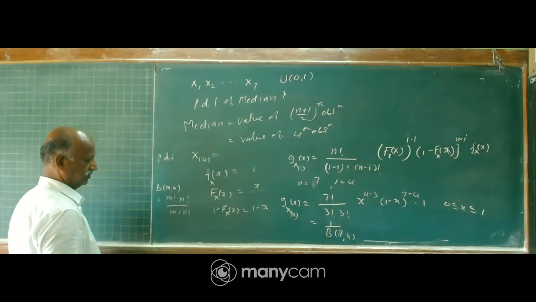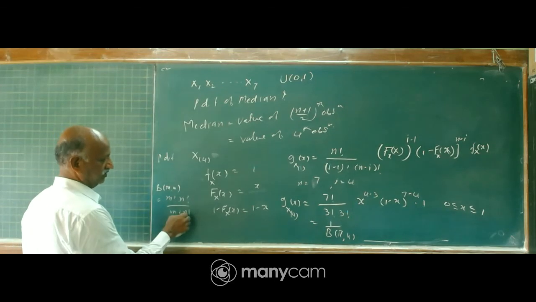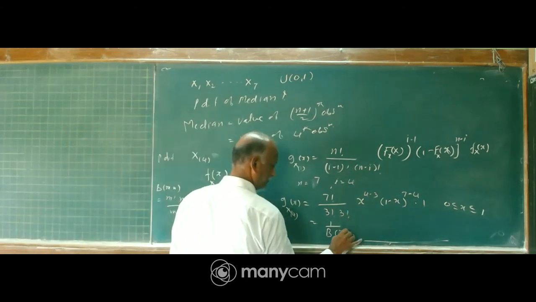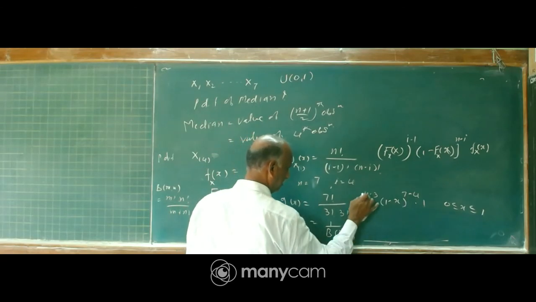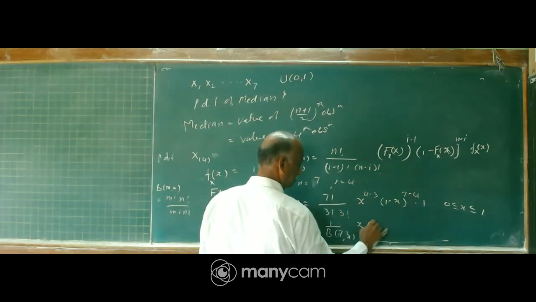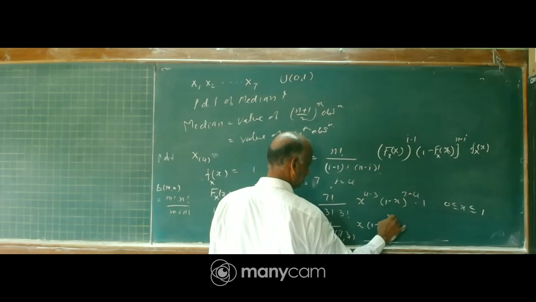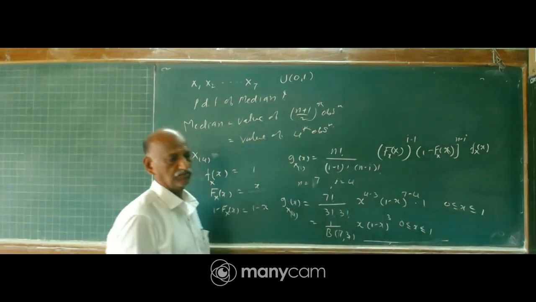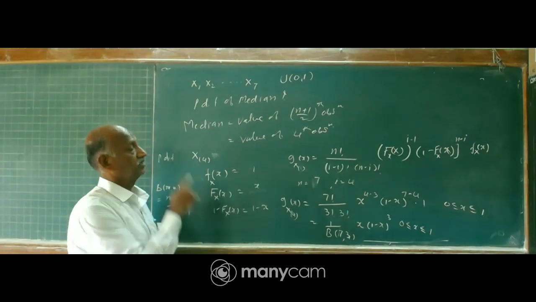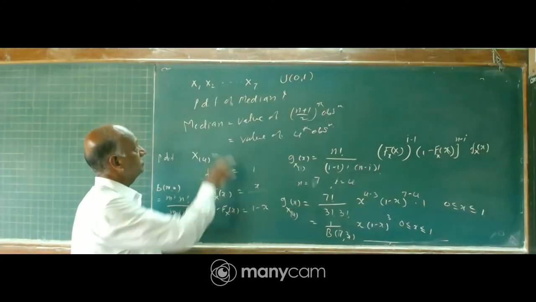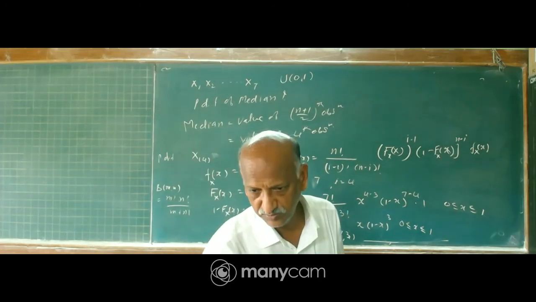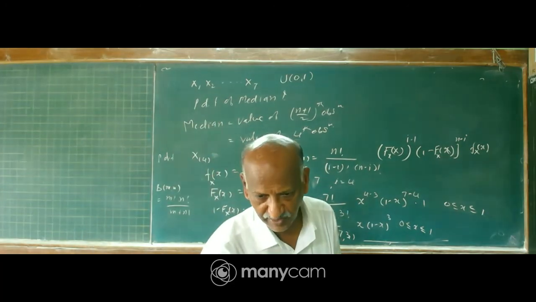आता m n 3 आले, काय झालं? m plus n झालं किती, 7. 7 आणि 4 किंवा 7 आणि 3. So it is x raised to 4 minus 3, that is x, and (1 minus x) raised to 7 minus 4, 3, for 0 is less than or equal to x is less than or equal to 1. This is the probability density function of the median for the random sample drawn from the uniform distribution with parameter.